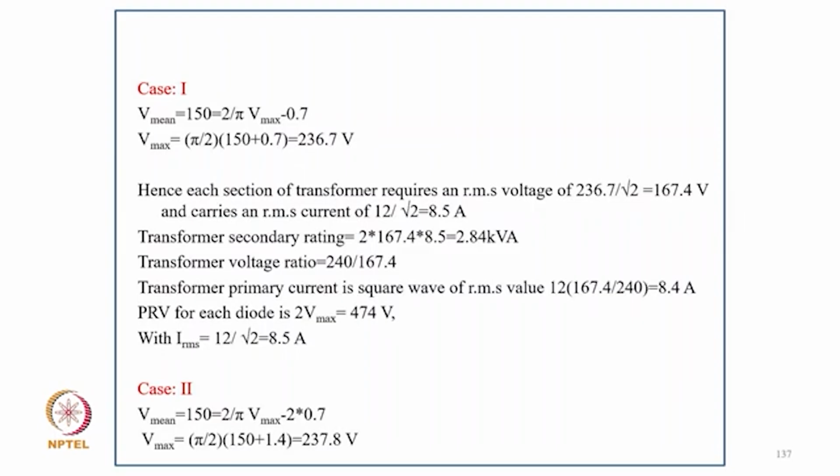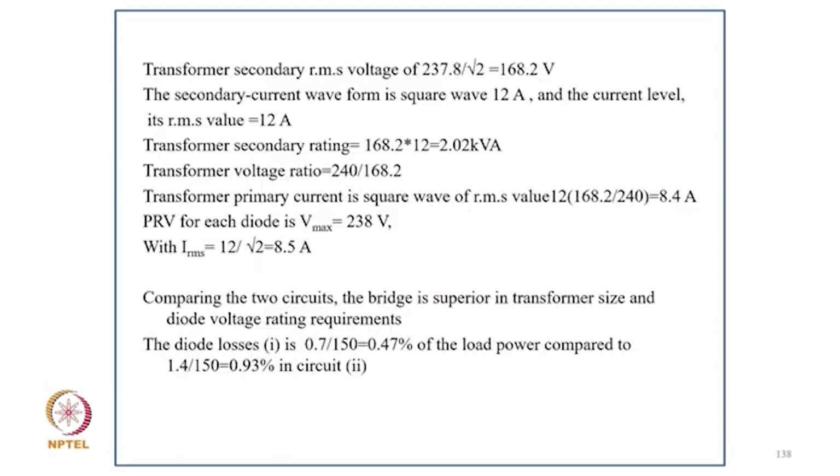and RMS is 12 by root 2, that is 8.5 ampere. And case 2 is bridge connection, so that is Vmean equal to 150, 2 Vmax by pi minus 2 into 0.7, so Vmax becomes 237.8 volt, and transformer secondary RMS voltage is 237.8 divided by root 2, 168.2 volt, and secondary current waveform is a square wave of 12 ampere, and the RMS current level is 12 ampere. Transformer secondary rating is 168.2 into 12, that is 2.02 kVA, and the transformer voltage rating 240 divided by 168.2, and the transformer primary current is square wave of 12 into 168.2 divided by 240, 8.4 ampere, and PRV of diode Vmax is 238, and IRMS is 12 by 2, 8.5 ampere.